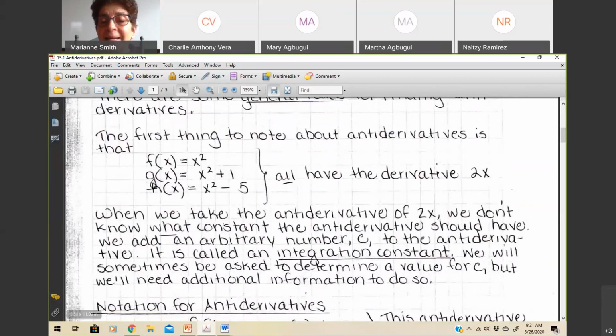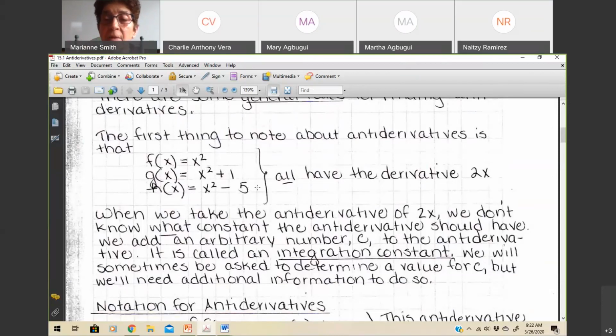So we're adding this arbitrary number c to the antiderivative. It's called an integration constant. Sometimes they're going to ask you to determine what that is, but they're going to have to give you some additional information about your original function in order to do so. So for example, with f of x, they'd have to tell you when x is 0, f of x is 0. In g of x, when x is 0, g of x is 1. In h of x, when x is 0, h of x is -5.